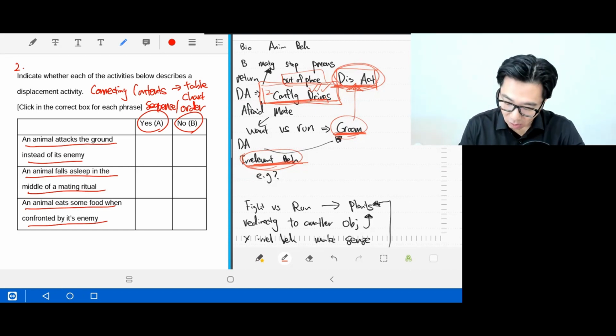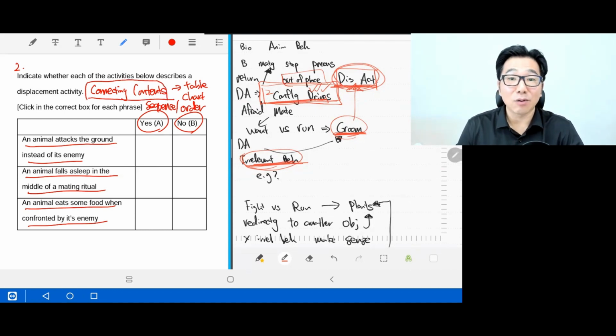So that's called connecting contents. And it's not too different from detailed question. It's not too different from true or false question in essence. Okay, so let's see whether these sentences represent displacement activity or not.